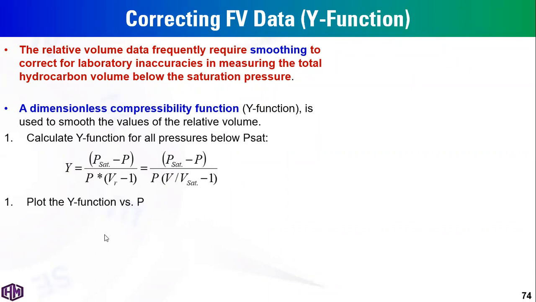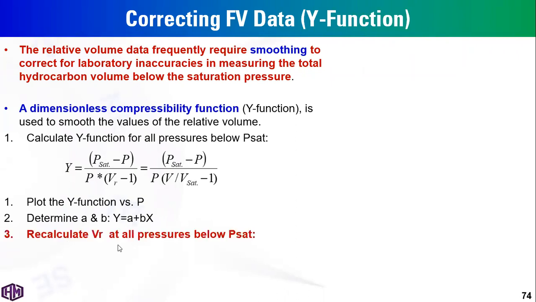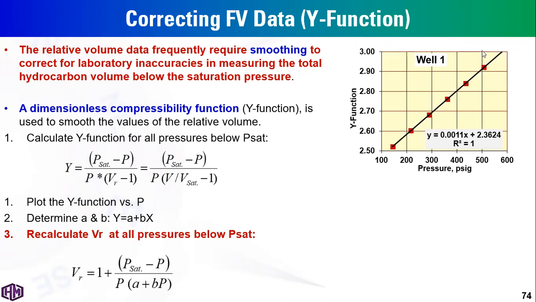the relative volume. So we will plot the Y function against the pressure and get a straight line on fitting this equation and get the equation parameters. Then we can recalculate the relative volume below the saturation pressure using this formula. Just an example of the Y function, as you can see, as a QC for the flash vaporization data, we have a perfect equation match, which is a good indication of the quality of the flash vaporization for this well.